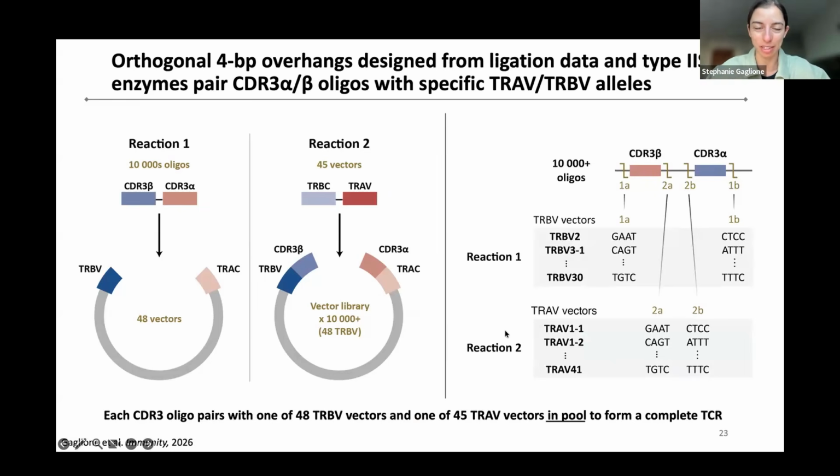NEB had just released, a couple of years ago, a data set of all possible 4-base overhangs against all possible 4-base overhangs. That data set was ideal for constructing orthogonal sets of 4-base overhangs to facilitate proper pairing of different components. So for each CDR3, we had a first reaction where sets of overhangs on the outside facilitate pairing with the first set. This is not unique to each CDR3, but it is unique to each vector. So for each of the 48 vectors, there are 2 4-base overhangs. Same for the second step, which then results in insertion on the inside.